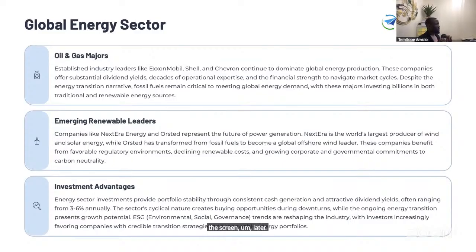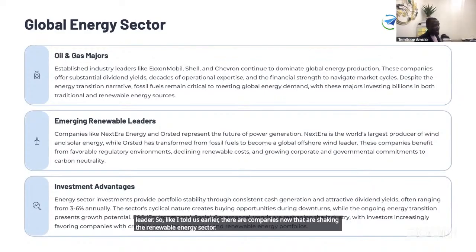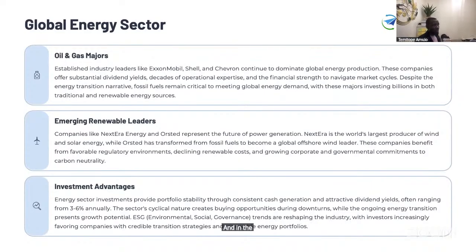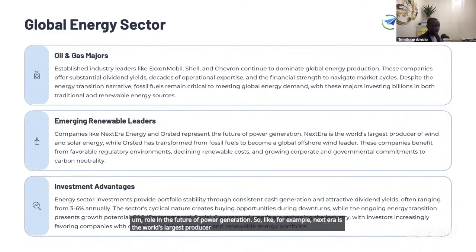Now, the next thing is emerging renewable leaders. Like I told us earlier, there are companies now that are shaking the renewable energy sector. In the global realm, we have NextEra Energy and Orsted. These two are playing a very strong role in the future of power generation. For example, NextEra is the world's largest producer of wind and solar energy.